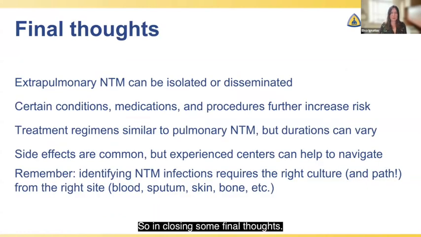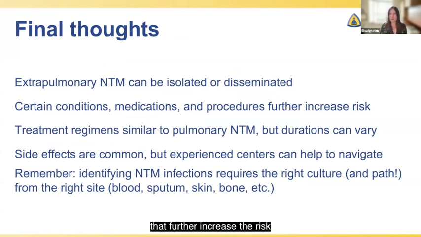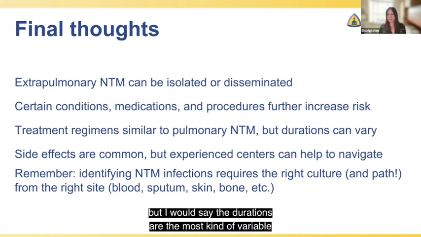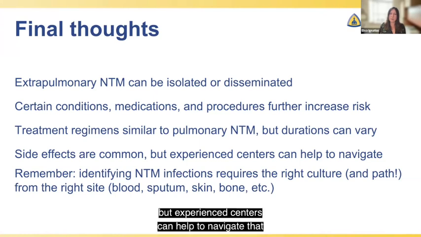So in closing, some final thoughts. Extrapulmonary infection can be isolated at the site of original inoculation or original surgery, or it can be disseminated throughout the body. There are certain conditions, medications, and procedures that further increase the risk of extrapulmonary NTM infections. In general, treatment regimens are fairly similar to pulmonary NTM, but I would say the durations are the most variable, as opposed to pulmonary, where we do have fairly clear guidelines that tell us how long folks need to be on treatment. Side effects, much like pulmonary NTM, are common, but experienced centers can help to navigate that and hopefully help patients tolerate the drugs a bit better and remain safer.